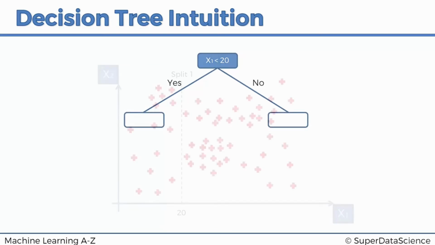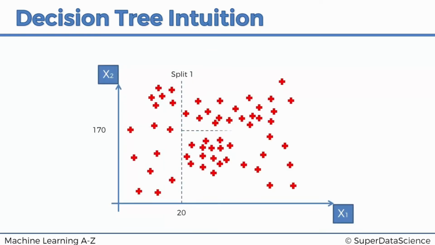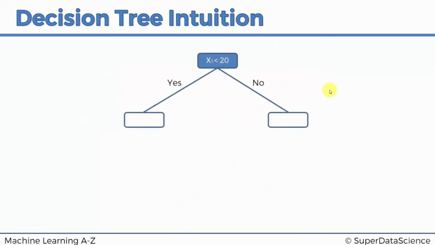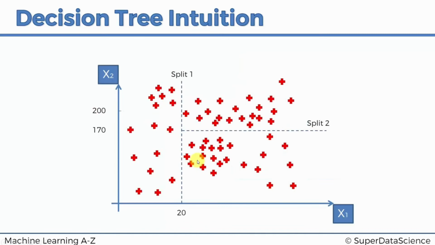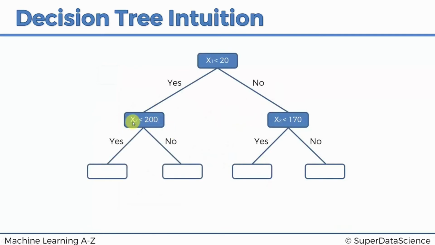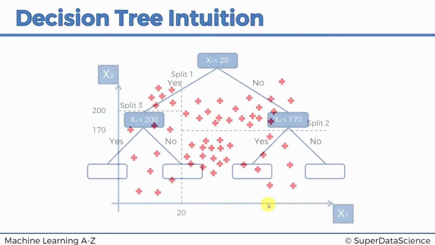All right, so let's see what happens next. Next happens split 2. Split 2 happens at 170, and only happens for the points that are greater than 20. So that means you would check this condition, x1 is less than 20, and the answer is no, and then you check if x2 is less than 170. Then split 3 happens on the other side, and it checks if x2 is less than 200. Let's add that here, x2 is less than 200.